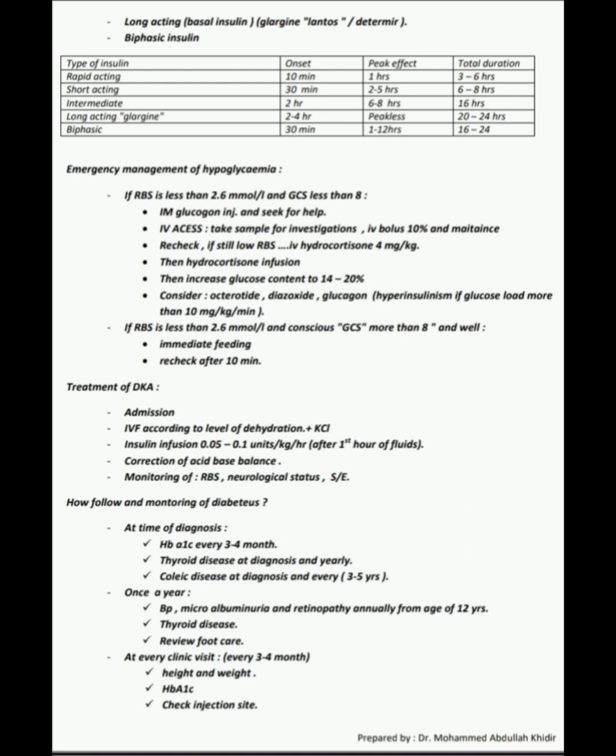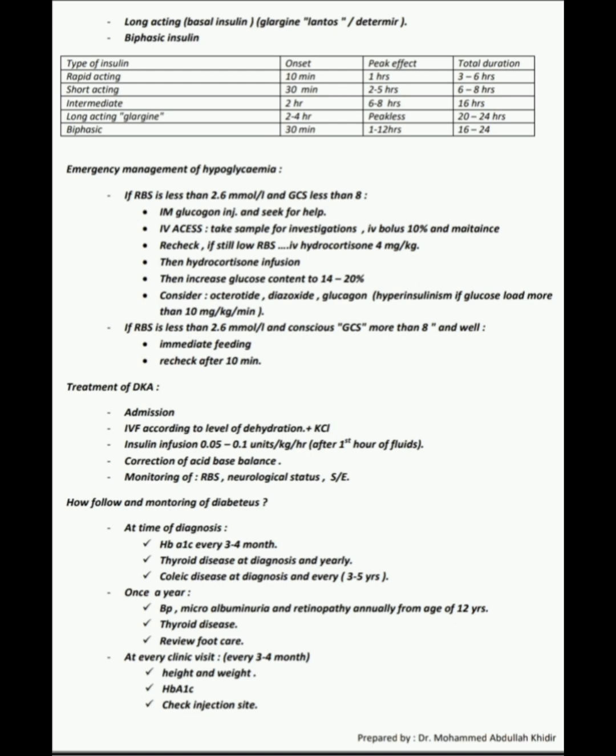Now, emergency management of hypoglycemia. When a patient has hypoglycemia, what do we do? If RBS is less than 2.6 millimole per liter and Glasgow Coma Scale is less than 8, give IM glucagon injection and seek help. IV access. Take a sample for investigation. IV bolus 10% dextrose and maintain; recheck if RBS is still low. IV hydrocortisone 4 mg per kg, then hydrocortisone infusion. Then increase the glucose content to 14 to 20%. Consider octreotide, diazoxide, glucagon for hyperinsulinism if glucose load is more than 10 mg per kg per minute. If RBS is less than 2.6 millimole per liter and GCS is more than 8 and the patient is well, then immediate feeding and recheck after 10 minutes.